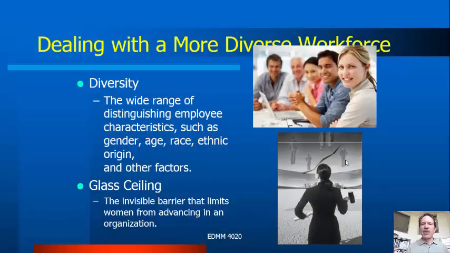So how do we deal with a more diverse workforce? That's really a challenge for a lot of us in supervision and management, because there's a wider range of distinguishing characteristics that we see, particularly in the U.S. We have variations across gender, age, ethnic origin, and other factors. We also have, particularly in engineering and technical professions, a glass ceiling. And that is an invisible barrier that limits women from advancing in an organization.